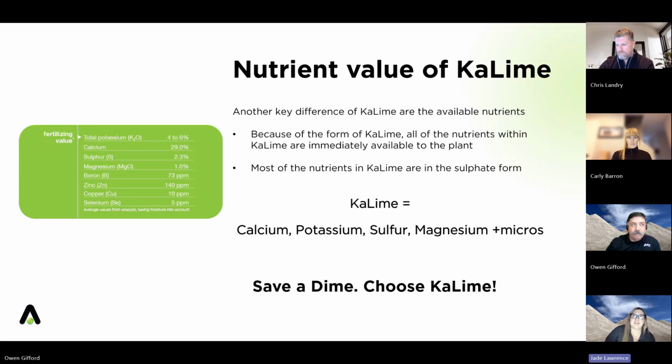Again, just to mention the nutrients, there is a nutrient value to Kalime as well. This is exactly how it stands out, in addition to the hydroxide, to be different than other agricultural limes. Because of its final form, the nutrients in Kalime are ready to act right away, because a lot of these nutrients are already in sulfate form as well. You'll see there's calcium, sulfur, magnesium, potassium, boron, zinc, copper, selenium. There's a little bit of everything in here. So you not only get your 50% hydroxide to alter your pH right away, but you also get all of these nutrients to get in and readily feed that plant as soon as it's applied.